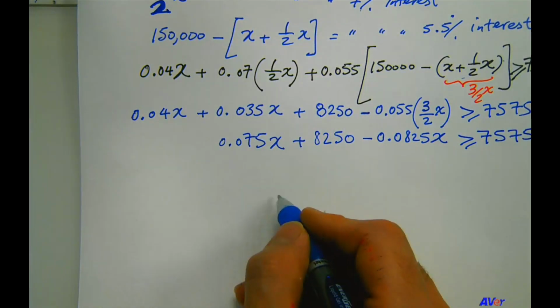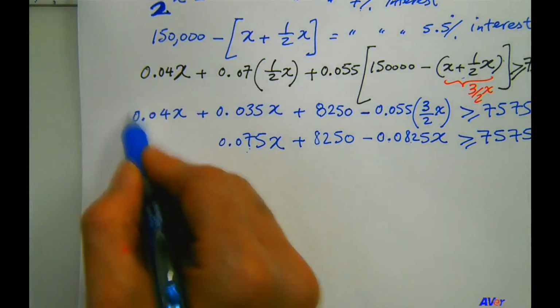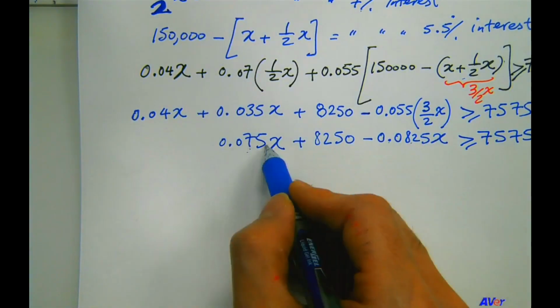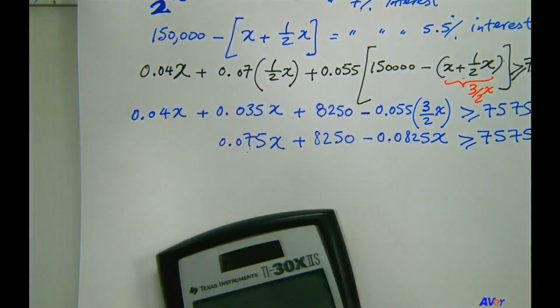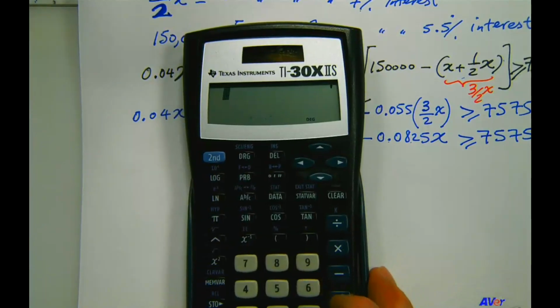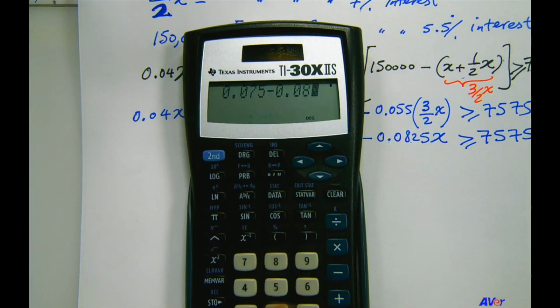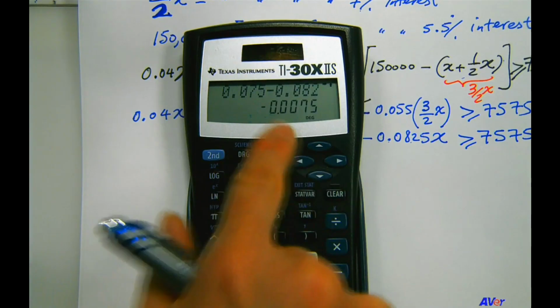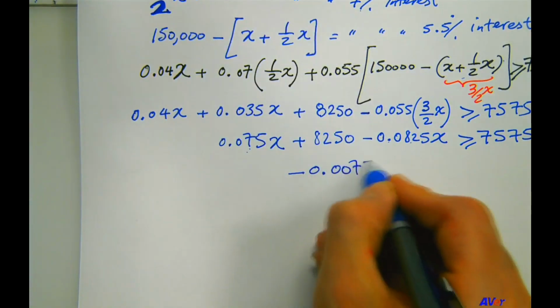7,575. So let's add up the two terms that have x in them, because we combine these two, and then we have this one, so we need to subtract that. Let's do that. 0.075 minus that 0.0825, we have minus 0.0075. So minus 0.0075x, right?